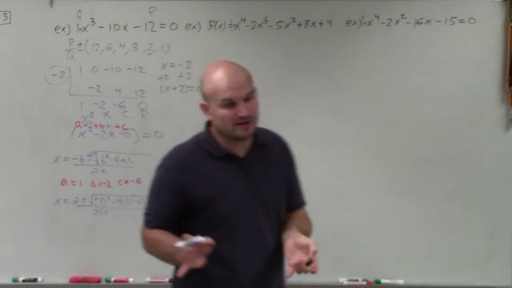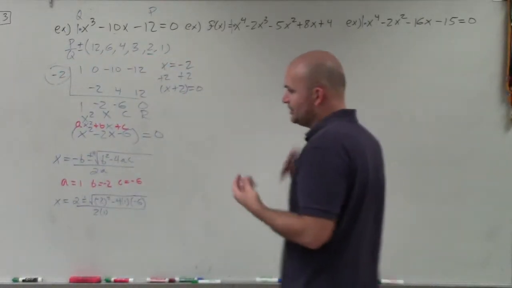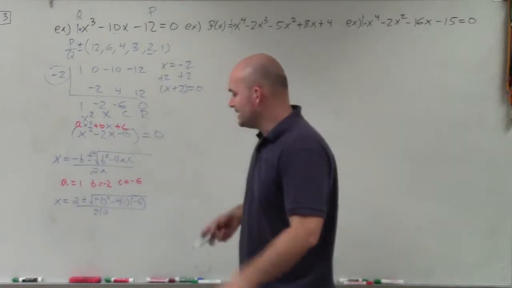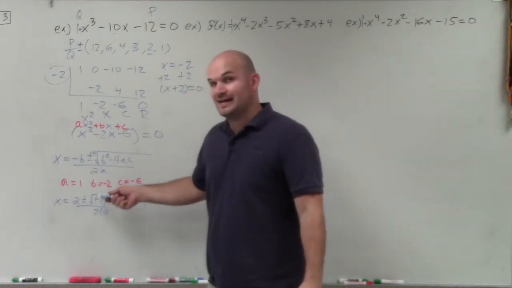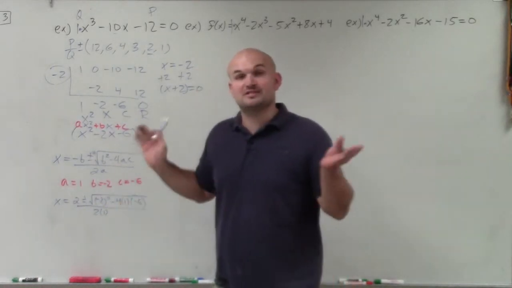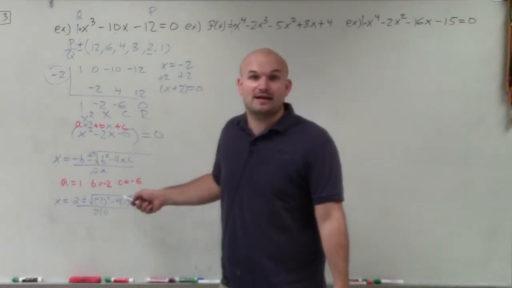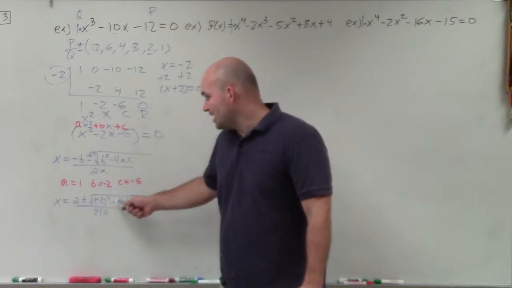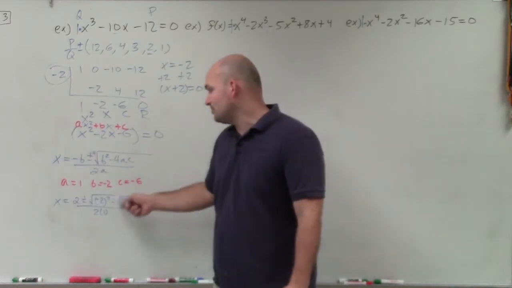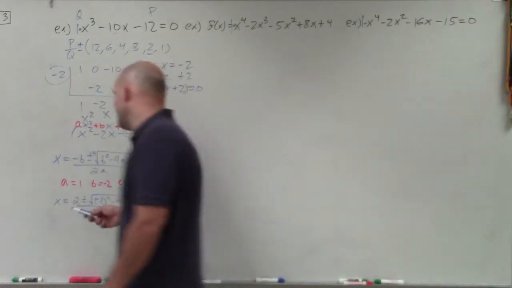Now, I am running out a little bit of room, so I'm going to do a little bit of math here together. So negative 2 squared is negative 2 times negative 2, which is positive 4. Negative 4 times negative 6 is positive 24. So I have 4 plus 24, which is going to be 28.